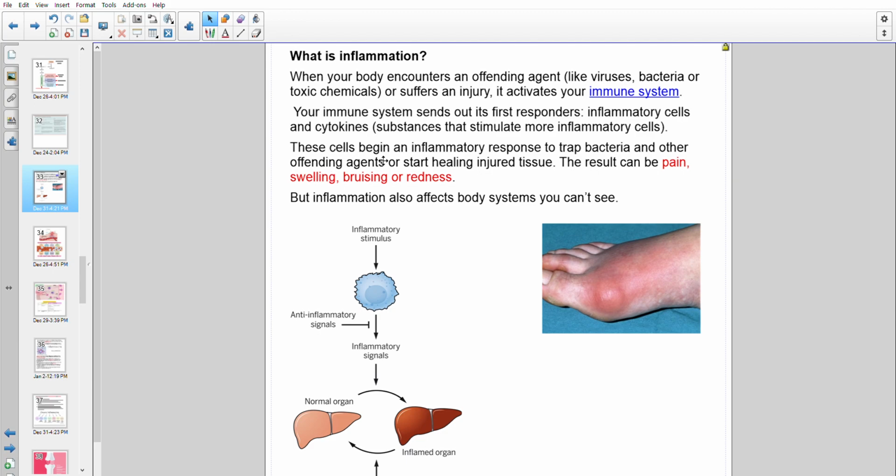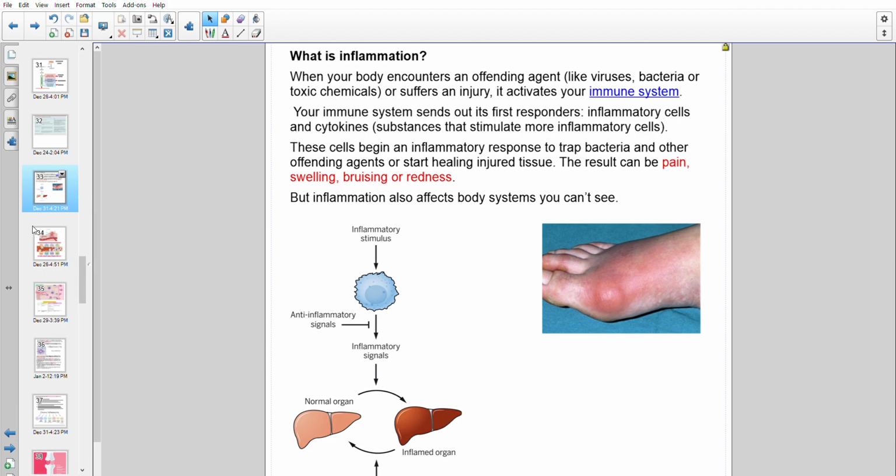These cells begin an inflammation response to trap bacteria and other offending agents or start the healing of the injury of the tissue. The result can be pain, swelling, bruising or redness. So that's the type of stuff.